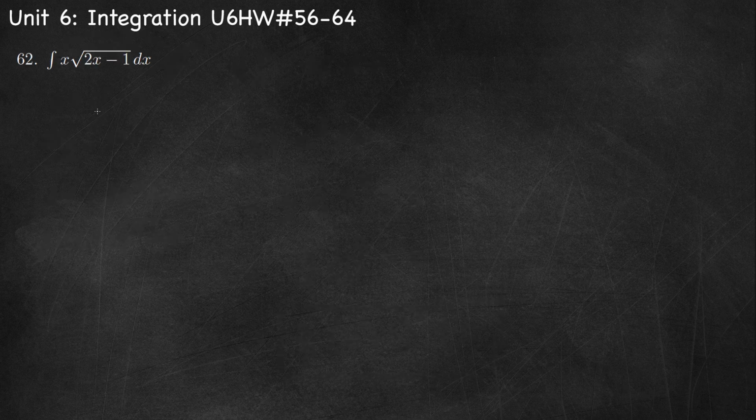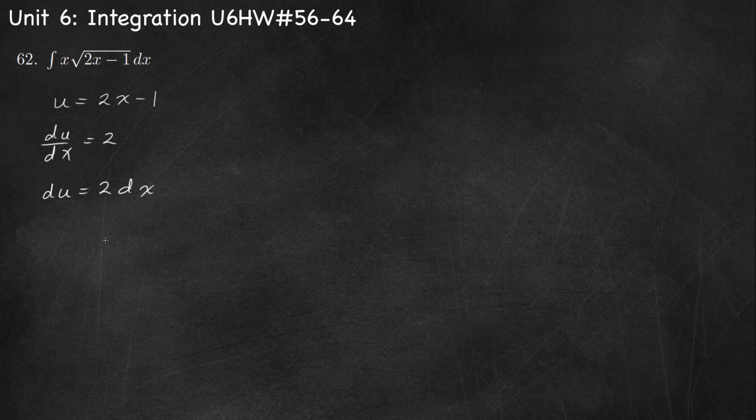Number 62, we want to integrate x times the square root of 2x minus 1. So we'll let u equal what's inside the square root, 2x minus 1. And then du dx equals 2. So du equals 2 dx.